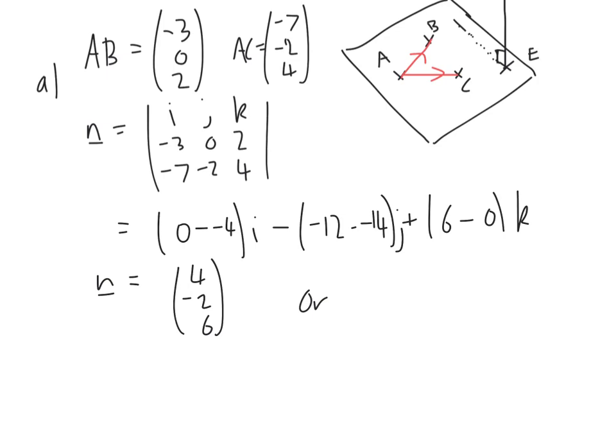But I'm going to factorize out the 2, or divide it through by 2. If you divide something through by 2 or multiply it by a number, it's going to get bigger or smaller, but it's not going to change its direction. So if I actually take n to be 2, minus 1, 3, then I've got a nicer n to work with, smaller numbers. And that vector is perpendicular to AB and AC, so that's perpendicular to the plane.